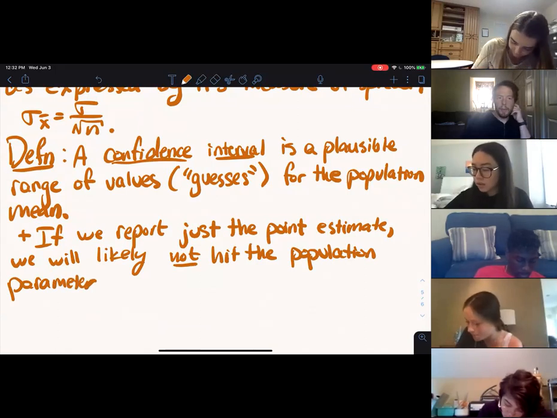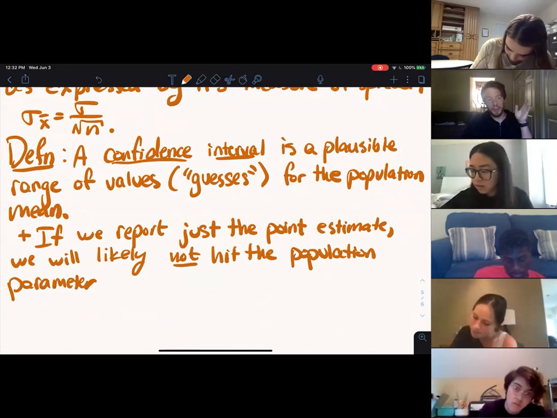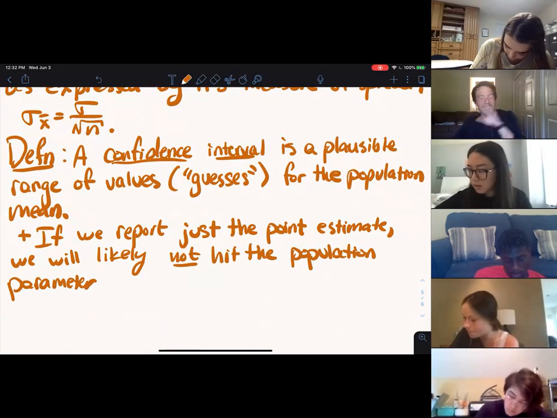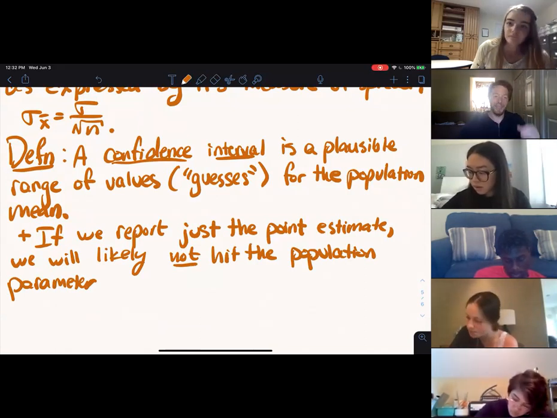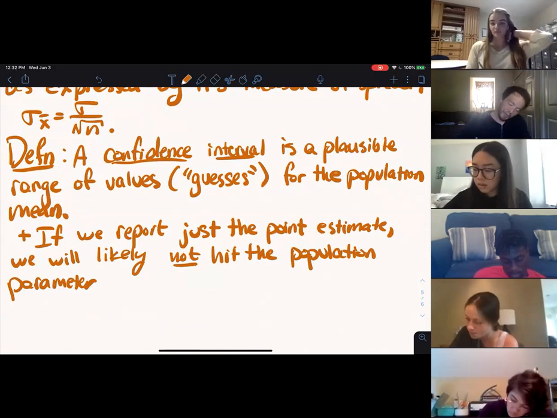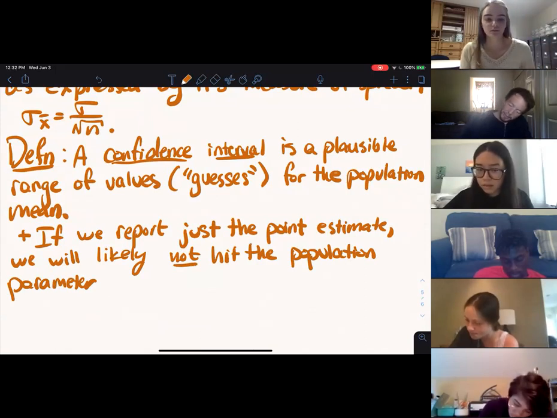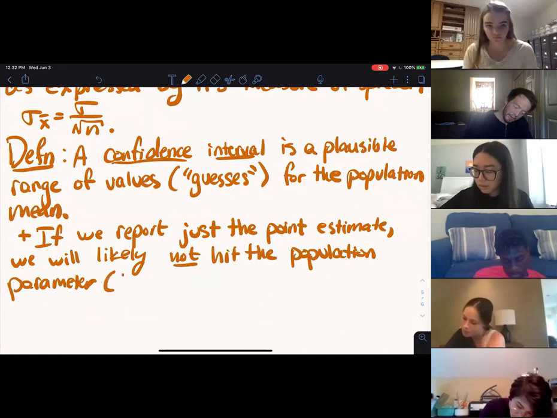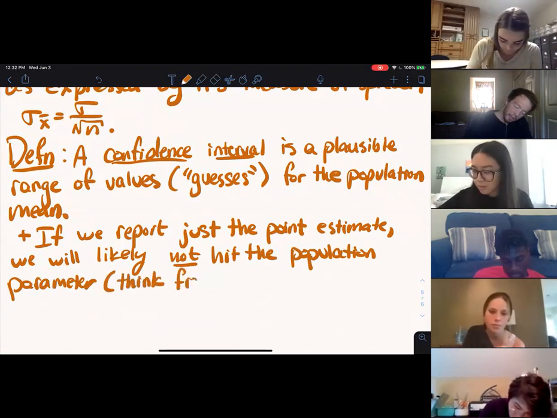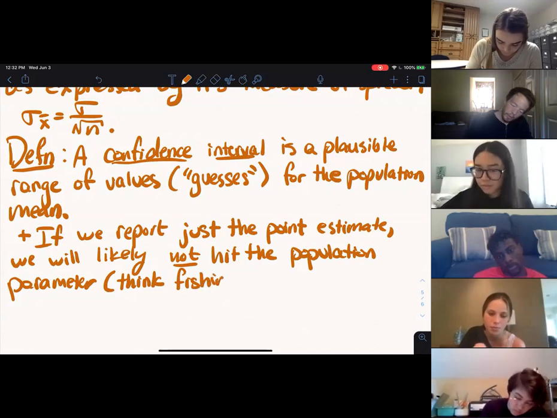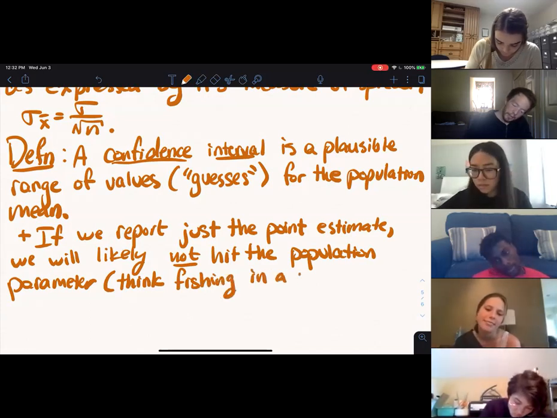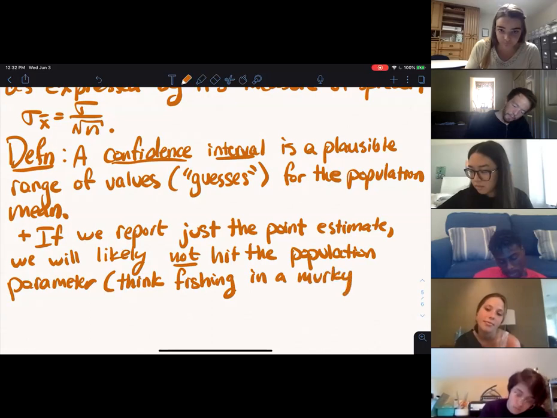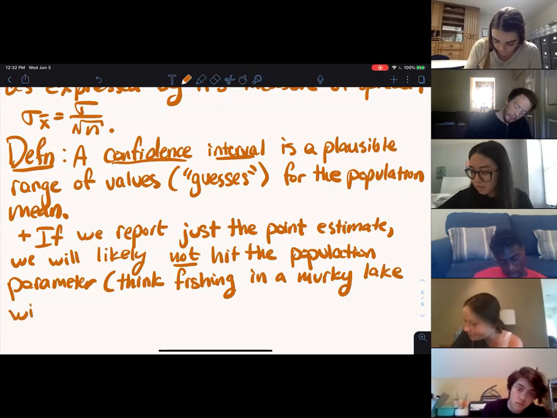Note, the population parameter in this case is the mean, but whenever you say population parameter, that might as well be the population median, the population IQR, the population mu. It's just a general term for the different metrics of the whole population. So we'll likely not hit the population parameter. The analogy here is to think of fishing in a murky lake with a spear.